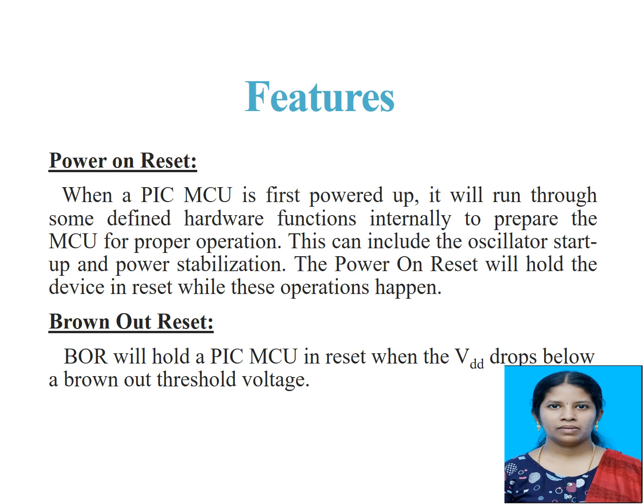The next reset is brownout reset. Brownout reset is a protection mechanism that prevents a microcontroller from operating improperly when the power supply voltage falls below a certain level. When the power supply voltage drops below a predefined threshold, brownout reset triggers a reset, effectively power cycling the PIC microcontroller. Brownout reset is activated by a low supply voltage level. The threshold voltage can be configurable or fixed depending upon the PIC microcontroller.